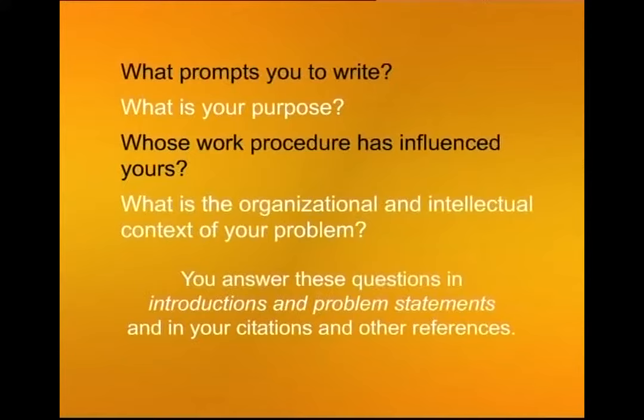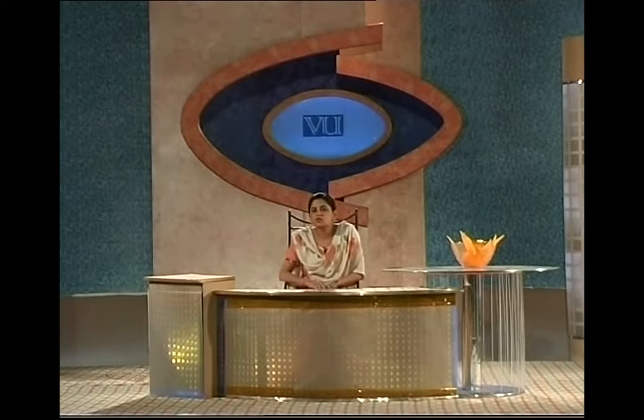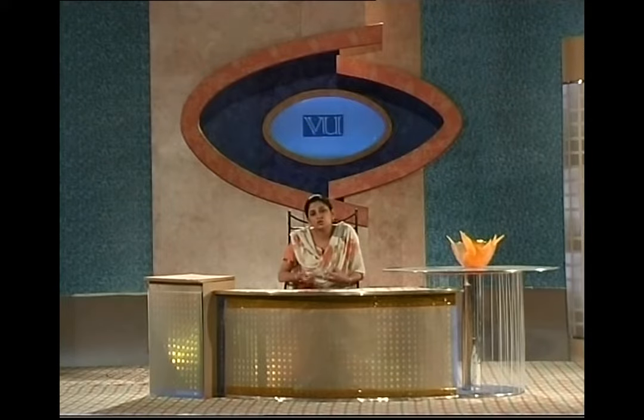Now you can achieve contextual clarity by answering all these questions in your introductions, problem statements, and in your citations and references, etc. You don't have to allude to them directly all the time, but you need to be clear about them, and make sure your introductions and citations are somehow answering all these questions. This doesn't mean that you need to write about them or answer them directly all the time. A lot of the time you will just allude to them or refer to them, but you need to be clear yourself about what you are referring to, so that your purpose, what is prompting you to write, any work that has influenced you, and the context of your problem is clear to the reader as well.